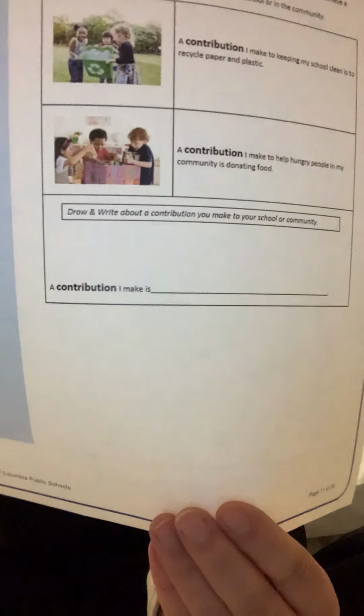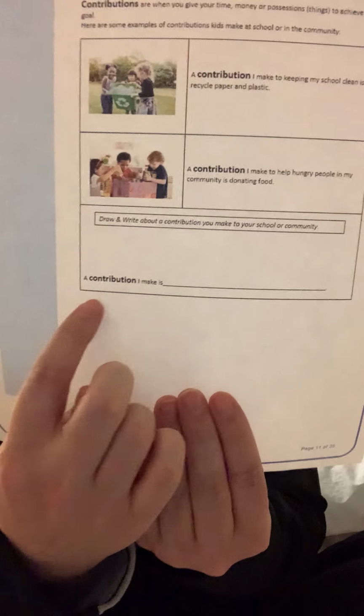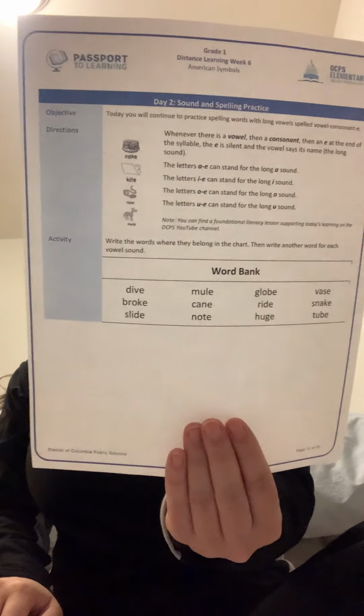Here are some examples of contributions kids make at school or in the community. A contribution I make to keep my school clean is recycle paper and plastic. A contribution I make to help hungry people in my community is donating food. Now at the bottom, you'll need to draw and write a contribution you make to your school or community. You have a sentence starter. It says, a contribution I make is, and you're going to tell me one thing that you do to help your school or community.